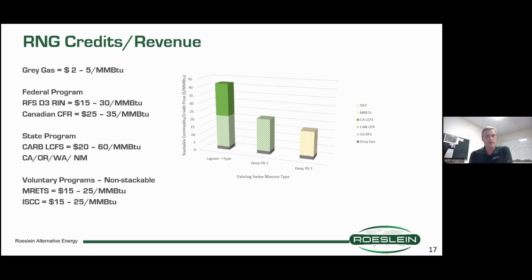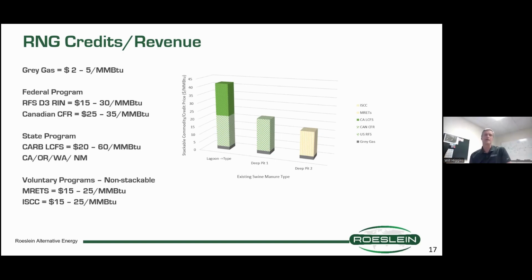And then there are state programs in California, Oregon, Washington, New Mexico, and that is on top of all these things, right? So you can see this chart here. You get $2 to $5 for the gray gas. You might get so much for the RFS federal program. And then on top of that, you'll get a state program if you participate.